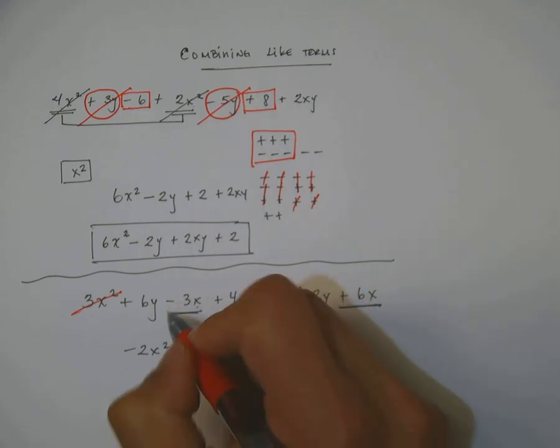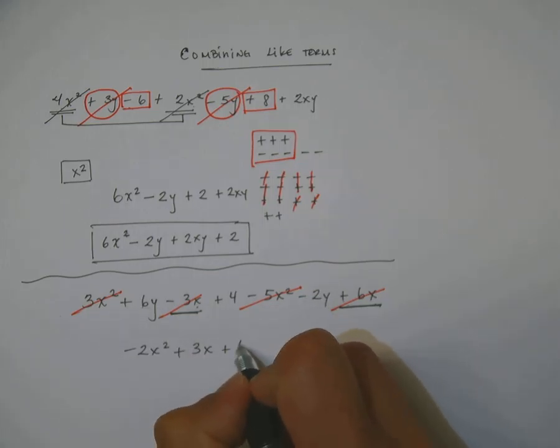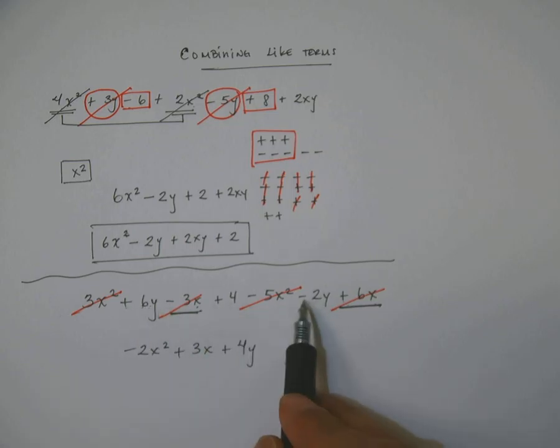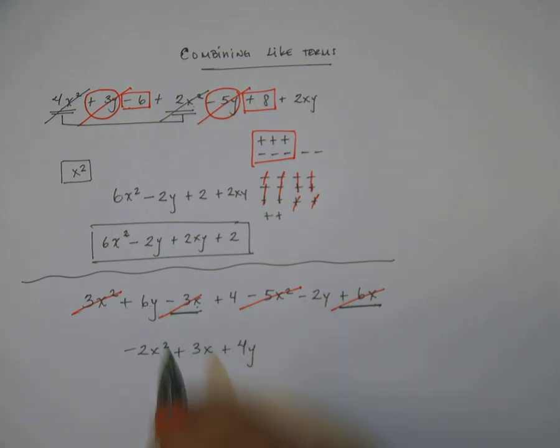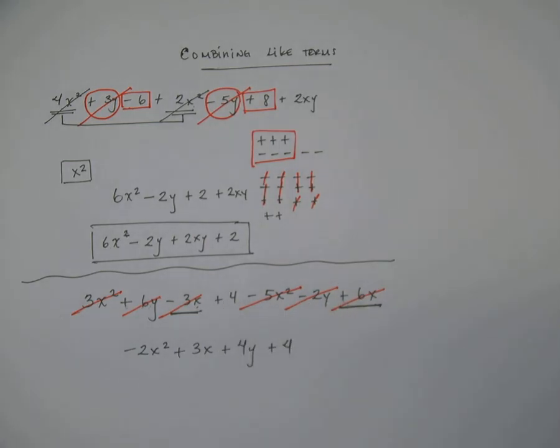Okay, this one and this one. Next, 6y minus 2y, well, that becomes 4y. Positive 6, minus 2, that's 4y. Takes care of that one. And the last one was a 4, just sitting there by itself.